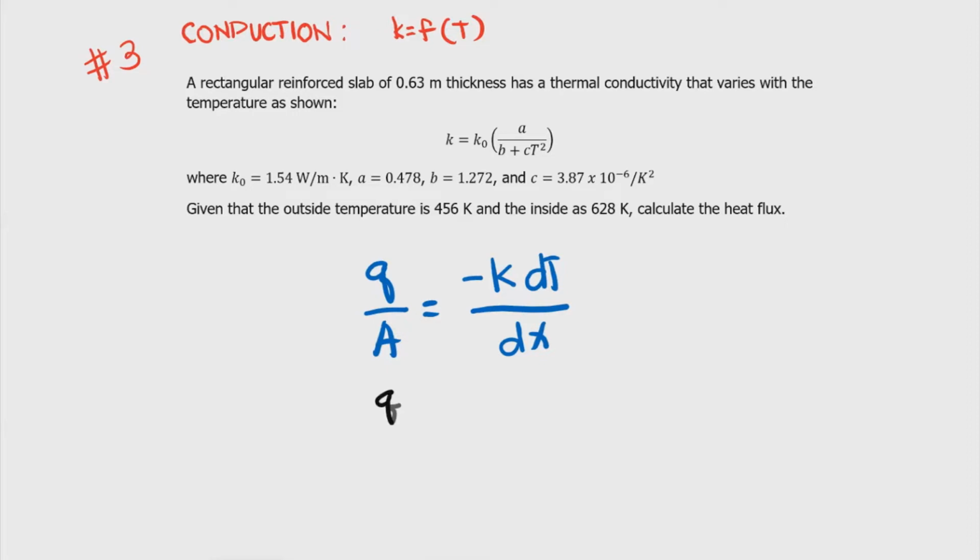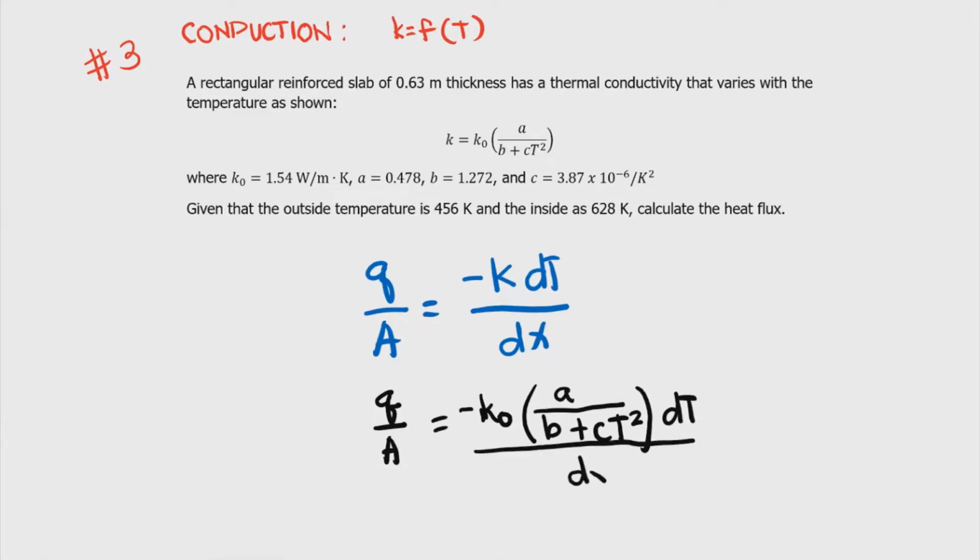So, we have Q over A, which is the heat flux. And by the way, yung hinahanap natin, equal to this equation, which is K sub O multiplied with negative K sub O multiplied with A over B plus C T squared, and then dT, so all over dx. Okay? So in that case, before we substitute the values of A, B, and C in this equation, as you can see here, sila naman ay mga constants, no?